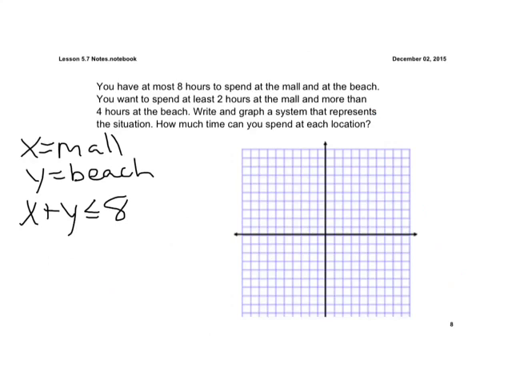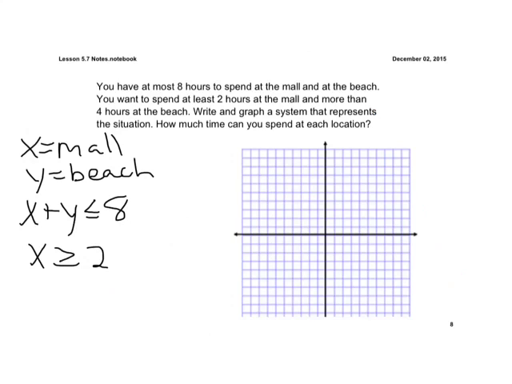So if we look at that next line there, you want to spend at least 2 hours at the mall. Okay, so we know at the mall, we need to spend at the very least 2 hours. So we need to spend more than or equal to 2 hours. Okay, that's at the mall.